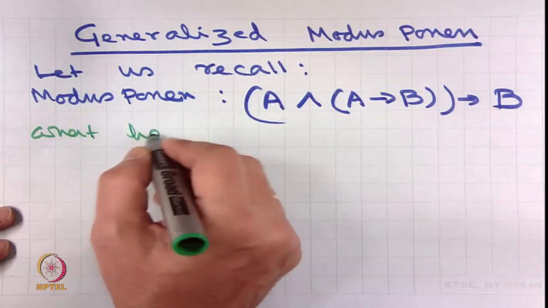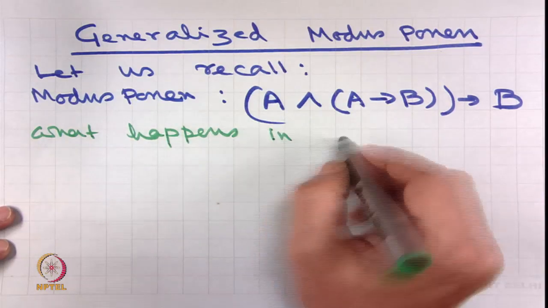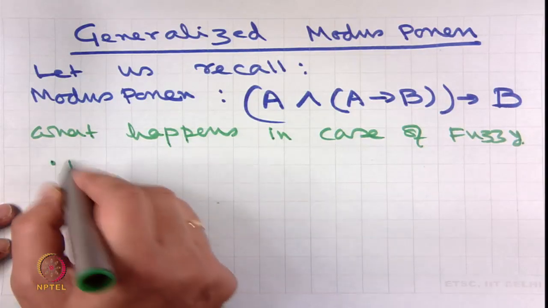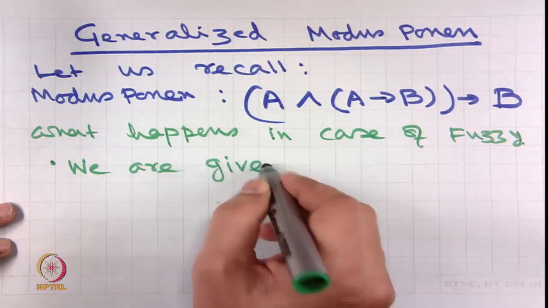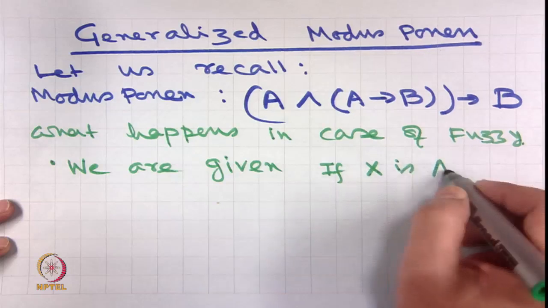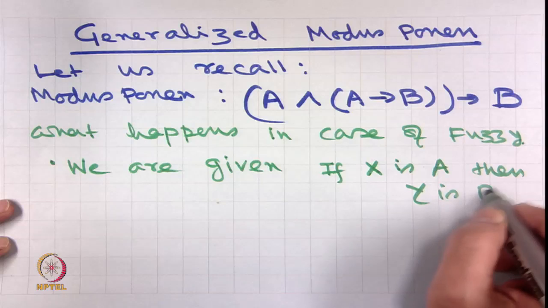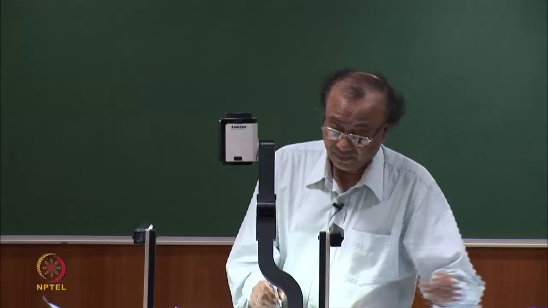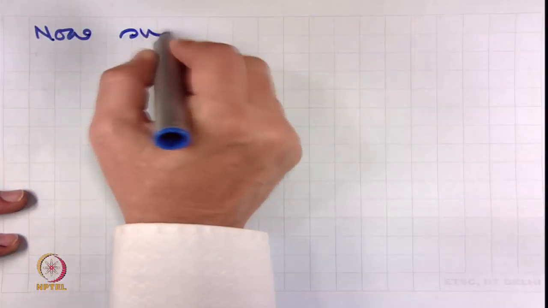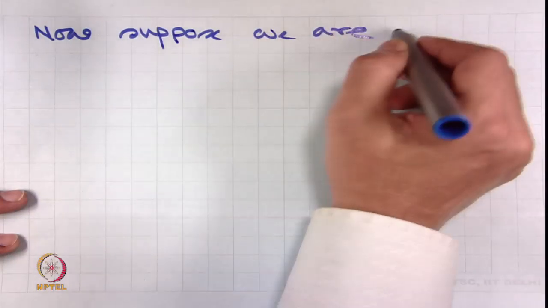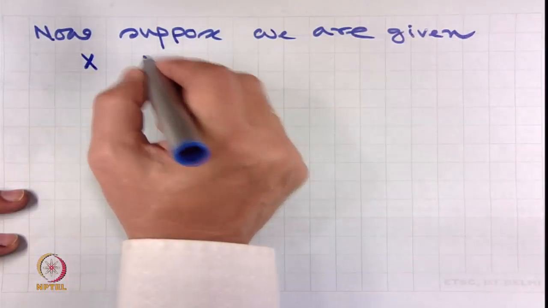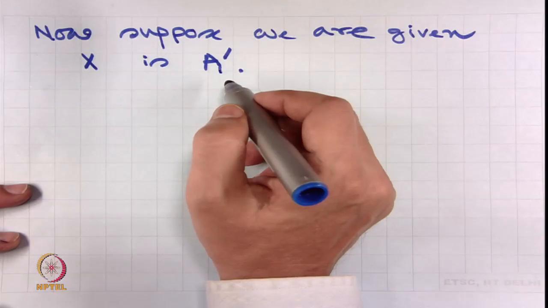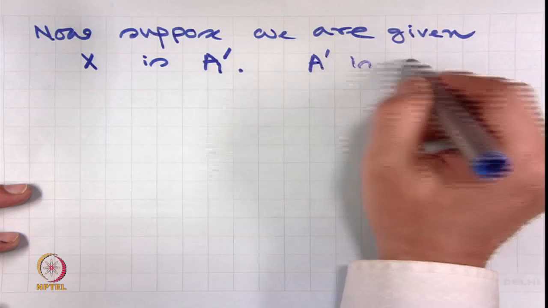What happens in case of fuzzy? We are given if x is A, then y is B, or we can write it as A implies B. Now, suppose we are given x is A prime, that means x comes from a different fuzzy set A prime defined on the same set X.